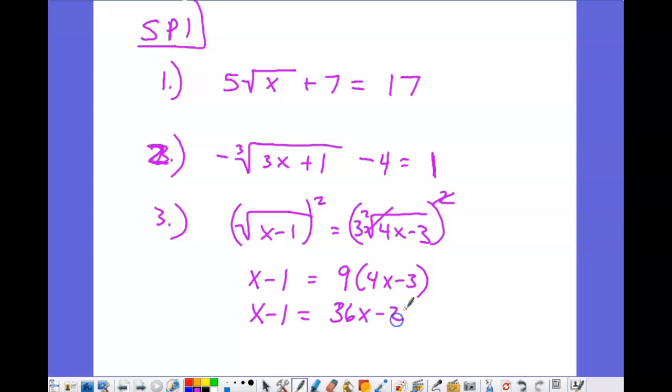36x minus 27. I'm going to move this x over here. I'm going to get 35x. I'm going to move the 27 over here, and I'm going to get 26. And then I'm going to divide. So I get 26 over 35.